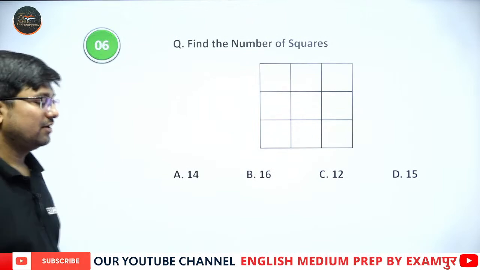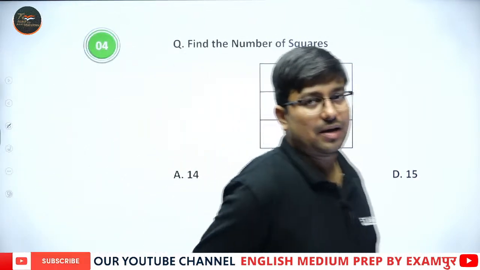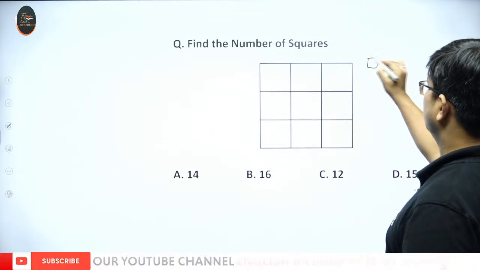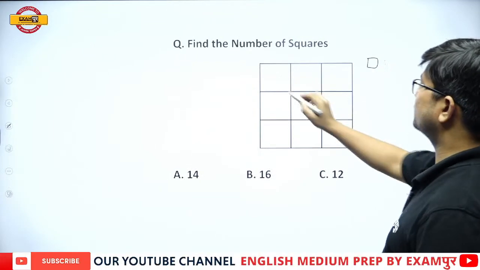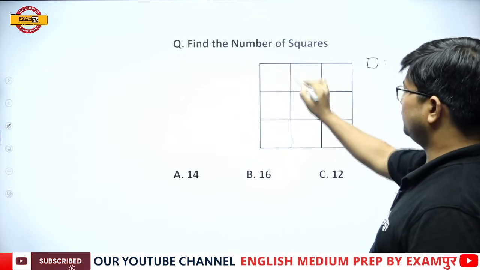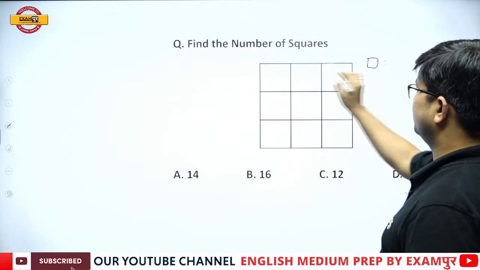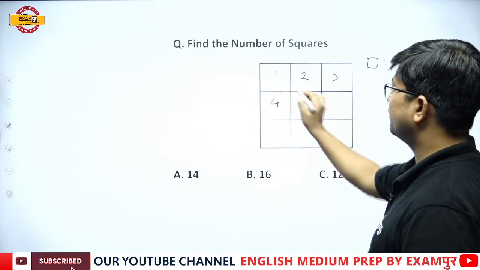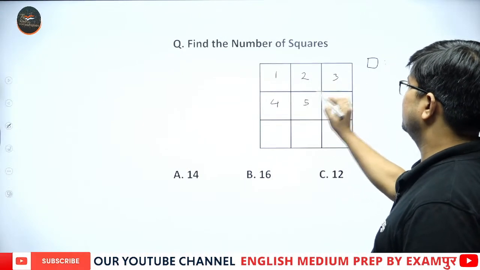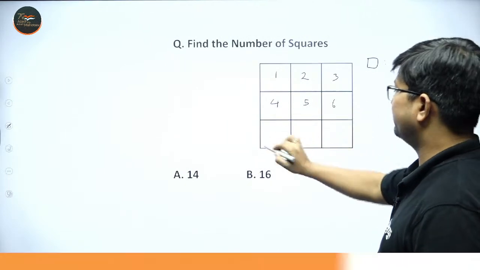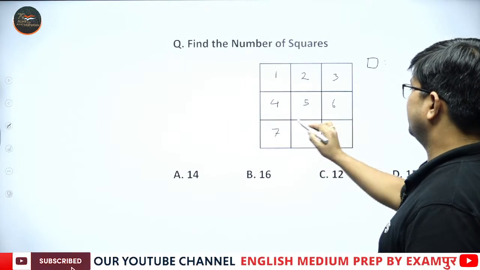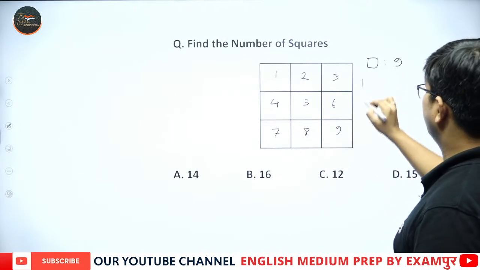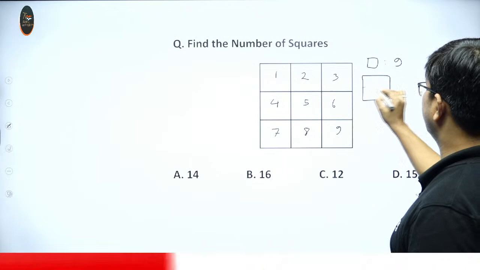Okay, now see, again we will proceed in the same manner. We will count the smallest squares. 1, 2, and 3. 4, 5, 6, 7, 8, and 9. So 9.